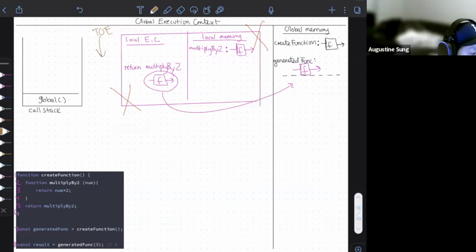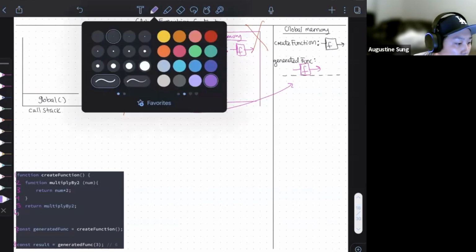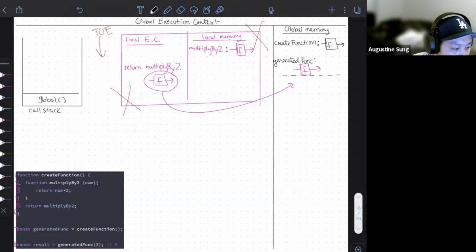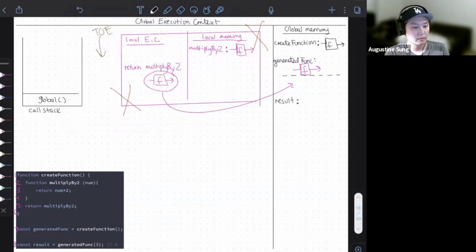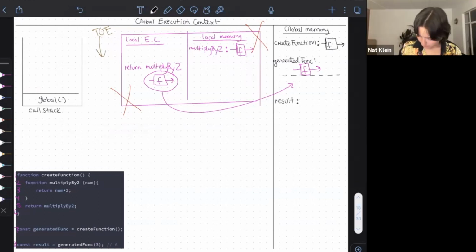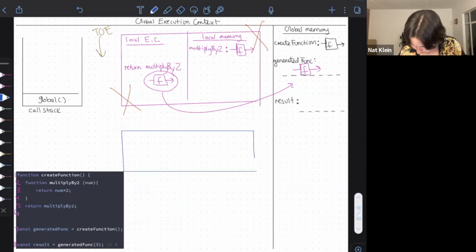What are we doing here? Okay, so line 8, we are declaring a new constant with the name result, and we are assigning it the evaluated result of invoking generated func, passing through 3 as an argument. Yes, exactly. So we have result over here in global memory, and we're going to need to go grab what that evaluated result is. As Augustine said, we're going to be invoking generated func. So we are going to need to open up a new local execution context. Actually, I'm going to use blue color.